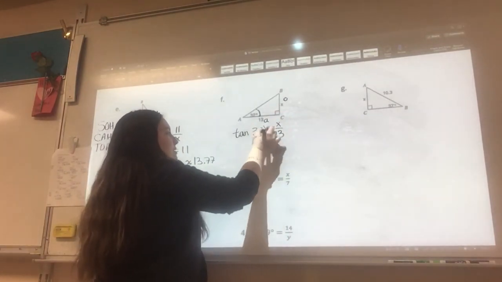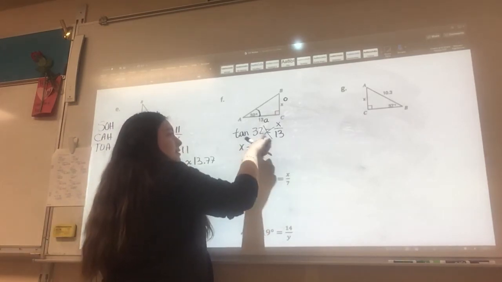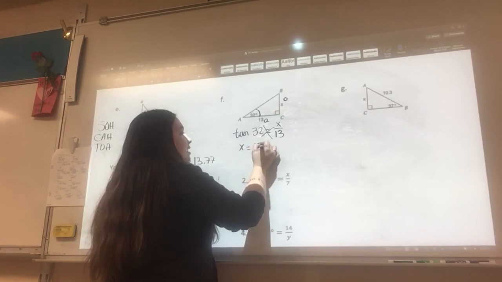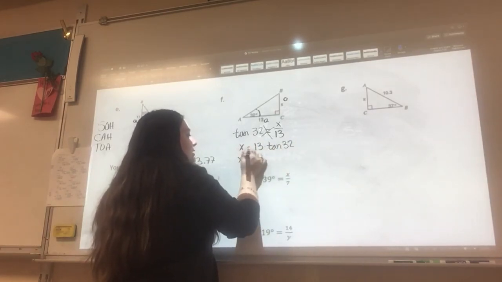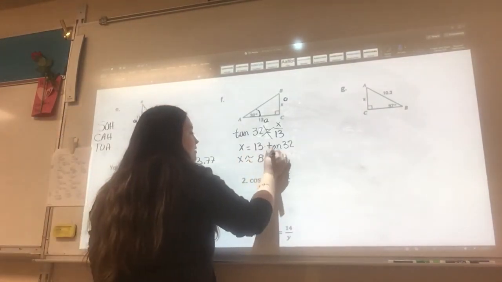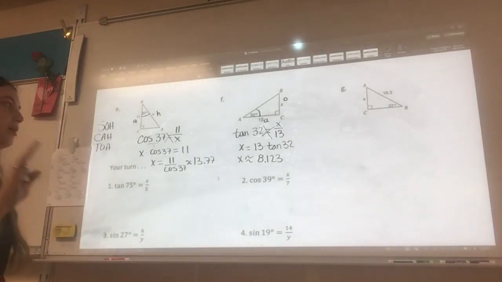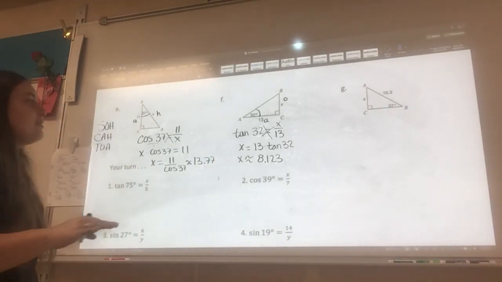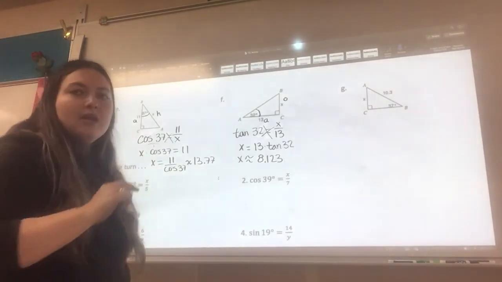We are going to cross multiply, so we're going to get x equal to, since this is no longer a variable, 13 times tangent of 32. You're going to plug that right into your calculator and get 8.123. If you are not getting these, as a quick reminder, make sure you are in degrees. Sometimes radians does come up every now and then. You can change that. All right.